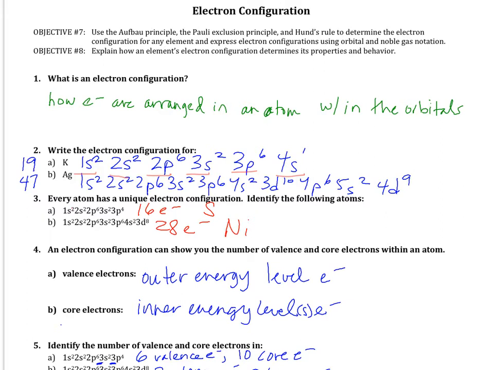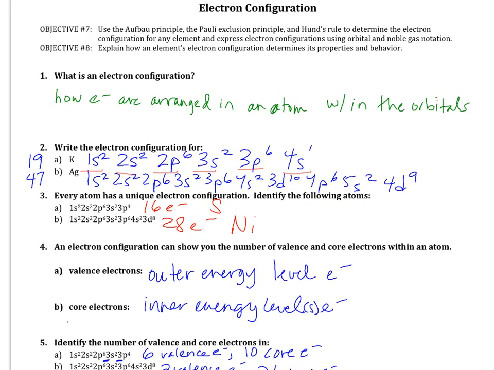If you determined the electron configuration for silver, again you would have noticed that silver has 47 electrons in a neutral atom, and so my electron configuration is going to go 1s2, 2s2, 2p6, 3s2, 3p6, 4s2, 3d10, 4p6, 5s2, and 4d9.